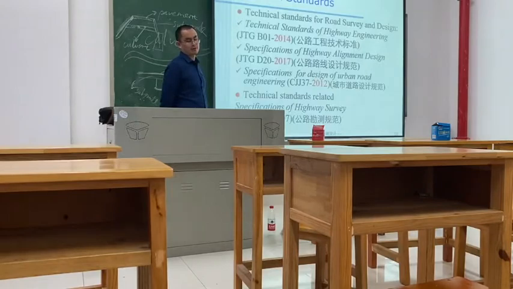Specifications of highway alignment design is called JTG D20-2017. These two standards and specifications are the most important for this course.